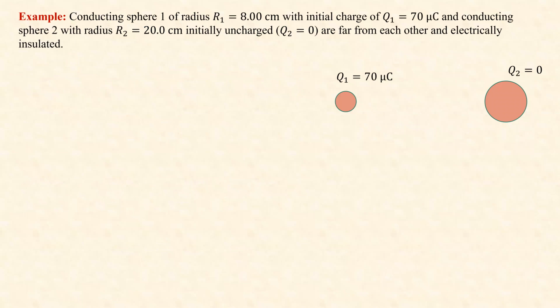And then we have this very important example. The reason I present this example is it gives you insight into a lot of phenomena that you see in electricity. We have a conducting sphere 1 of radius r1, 8 centimeters, with an initial charge q1, which is 70 microcoulombs, let's say, and conducting sphere 2 with radius r2, which is 20 centimeters, larger, initially uncharged, so q2 is 0. They are far from each other and electrically insulated.